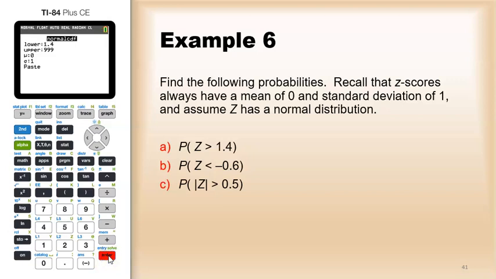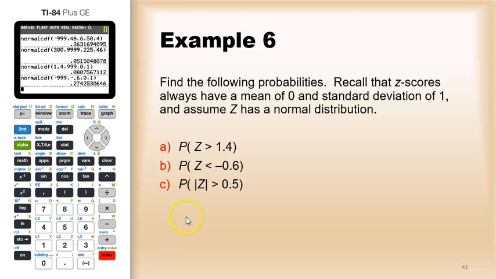I use the normal CDF. I want to be less than negative 0.6, so that means you're going from negative 999 to negative 0.6. And I get about 0.274.